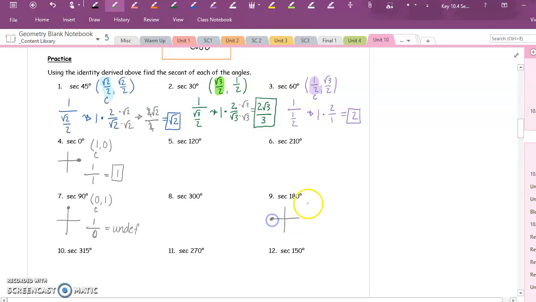Another one on the axes is 180 degrees. Let's take a look. It's over there. So we have negative 1 comma 0. So I'm going to put 1 over cosine, which is negative 1. 1 over negative 1 is equal to negative 1.